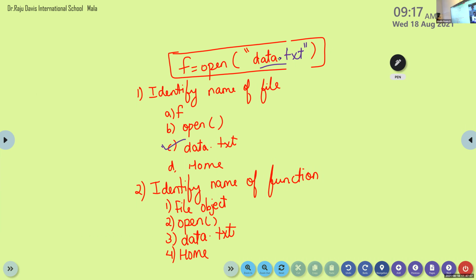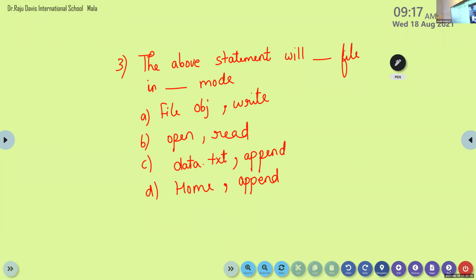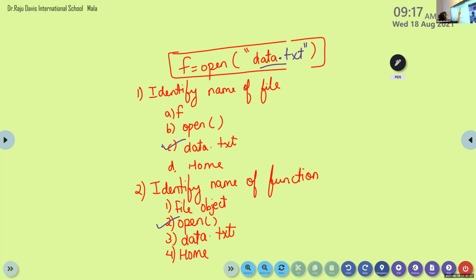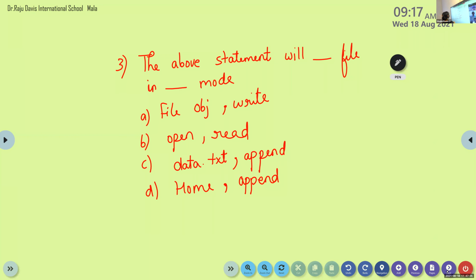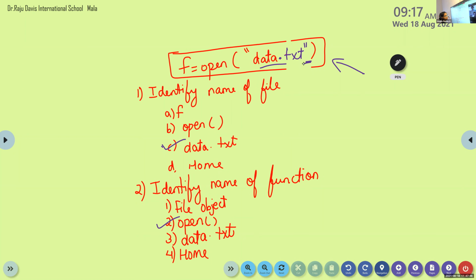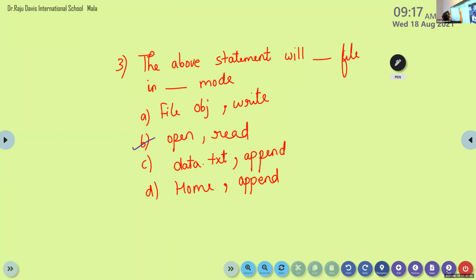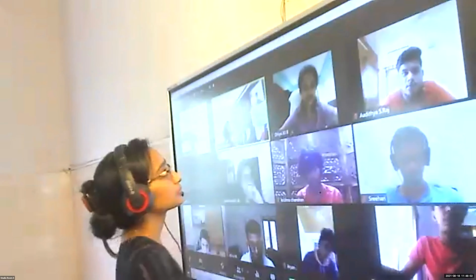Second one, identify name of function. Which is the name of the function? Here, which function has been used? Open. Okay. Next one, the above statement will dash file in dash mode. From this statement, what is the answer? It will open a file. Using which mode? Read, isn't it? Look at the example. No file mode has been specified, which means that it is read mode. Okay? Yes? Is that clear?